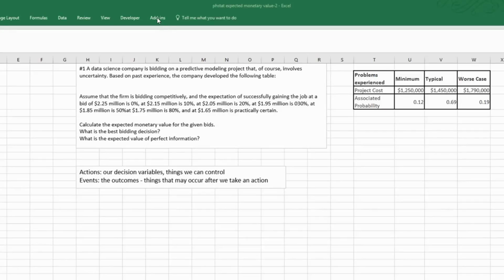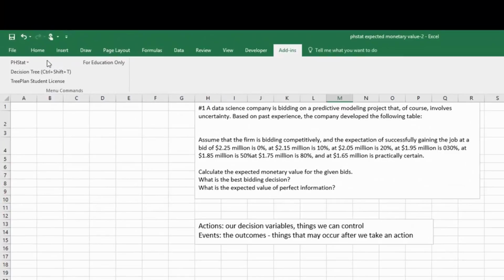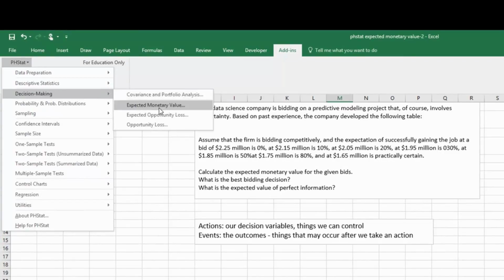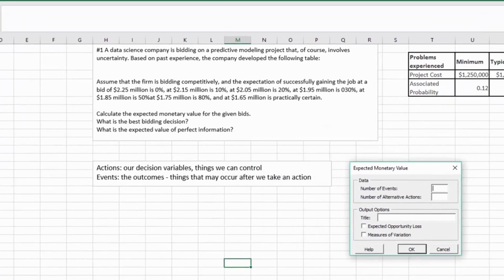And remember, we go to add-ins. There it goes. PHStat, decision-making, expected monetary value. And it brings up this very simple little table. And I think that's what's confusing people.